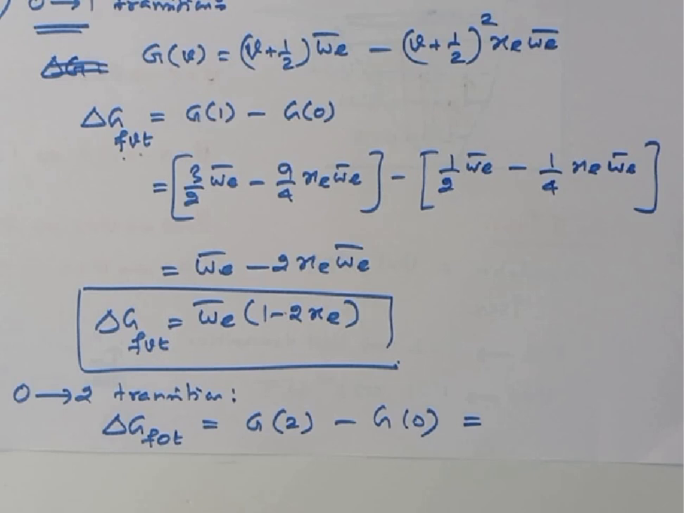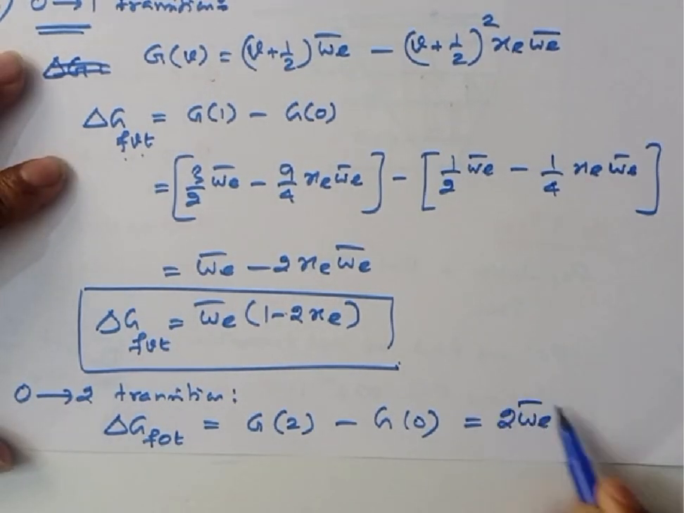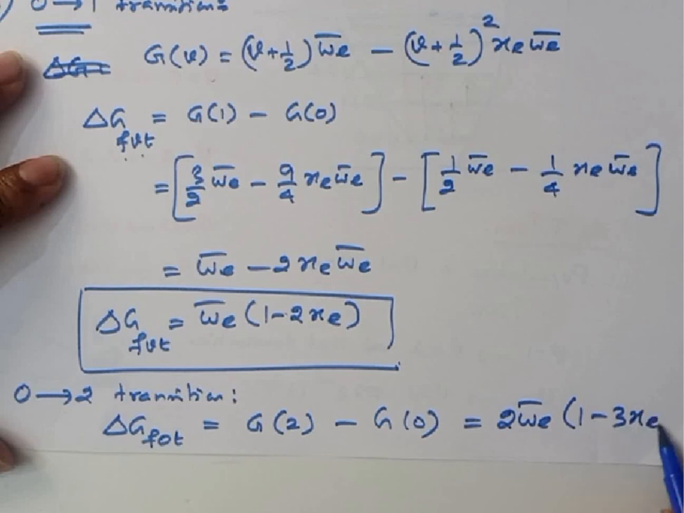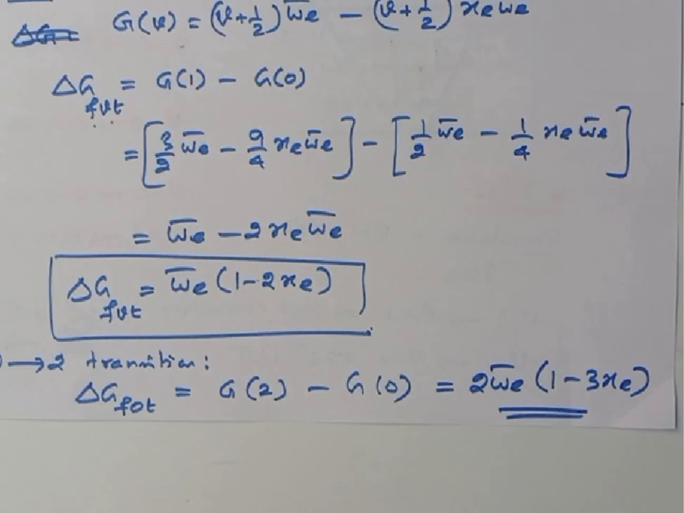Very easy. Just check whether you get this answer or not. 2 omega E bar into (1 minus 3 XE). Students, please check and tell me for the first overtone. Yes, sir. 2 omega E bar into (1 minus 3 XE) you will get, okay?